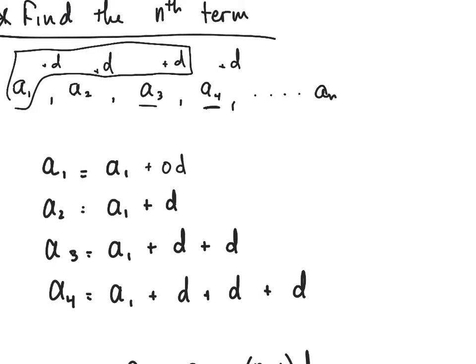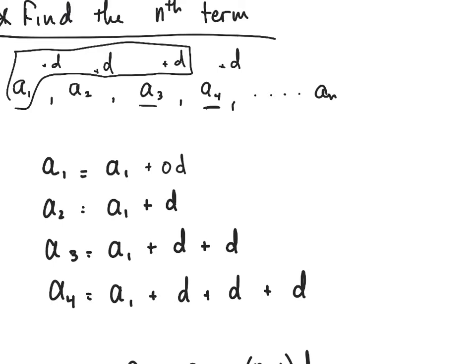The number of d that is being added is always 1 less than the term, the number term. So for the first term, we don't add any common difference, obviously. But for the second term, we add 1 common difference. For the third term, we add 2 common differences. For the fourth term, we add 3 common differences. So the connection is we always add 1 less common differences than the actual number of the sequence. So the fourth term, for example, we know we would add 3 common differences.